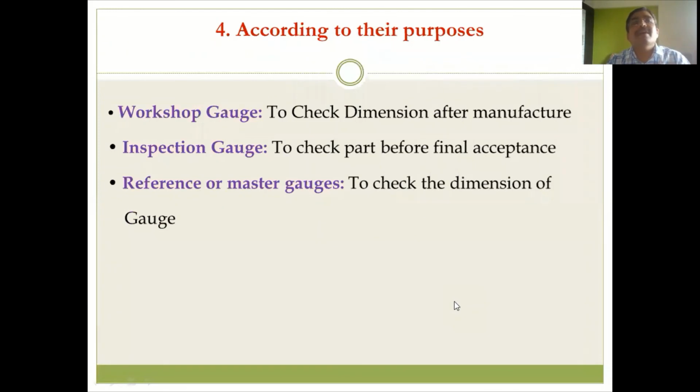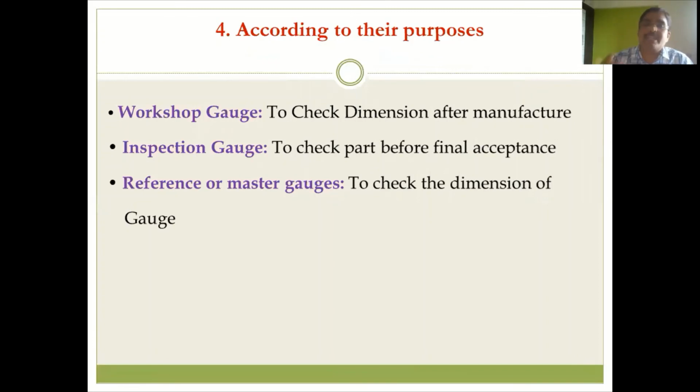Then there is the last point, that is according to the purpose. Means what, there are three: workshop, inspection and reference. In workshop, what it means is when you are manufacturing the component, at that time we are checking it. So such types of gauges which are used are called workshop gauges.